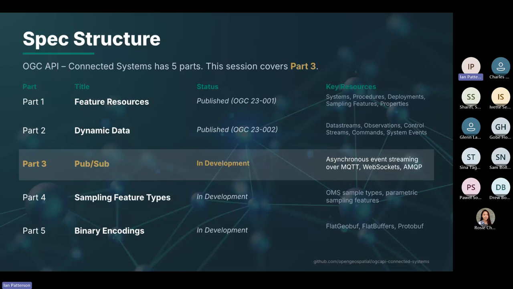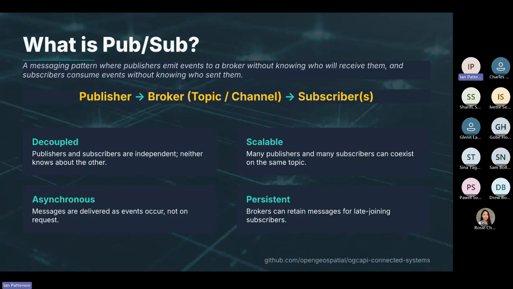Initially, part 4 was actually wrapped into part 1, but due to the size of the spec and the specifics of it, it got broken into its own part. And then part 5, which I believe one of my coworkers gave a talk on earlier today, is still very early days, but it is binary encodings for things like protobuf and flat buffers, things of that nature. Okay, so moving on to the more specifics here.